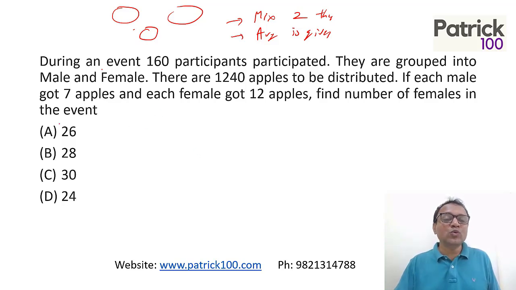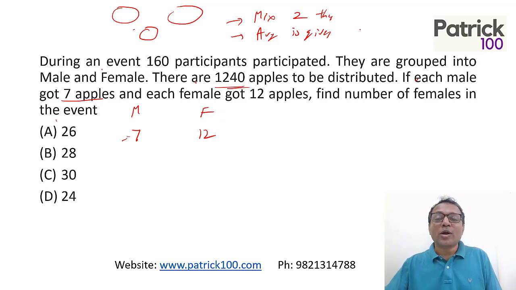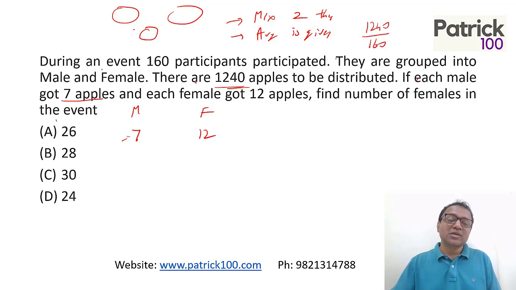So here if you look at, you're mixing two things. You have apples, for male and female. You're basically mixing number of males and number of females. They given number of males 7 apples, number of females are 12 apples. Also average is given to you. Both together, put together 1240 apples. Now 1240 apples for 160 participants.